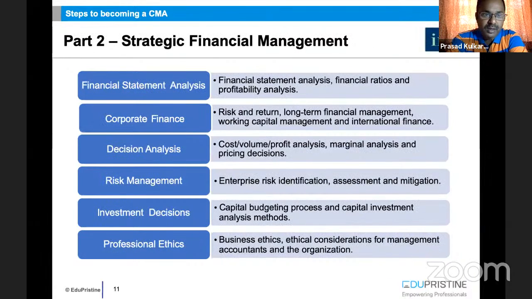Part two is the strategic financial management. So financial statement analysis, we will understand vertical analysis and horizontal analysis of financial statements. We'll understand how to do an analysis of a financial statement. Once you start looking at the income statement, at the balance sheet, what are the things that you should be looking for? How should you look at the financial statements in the first place? What are those areas where you should look first? Then you should derive some conclusions from those financial statements.